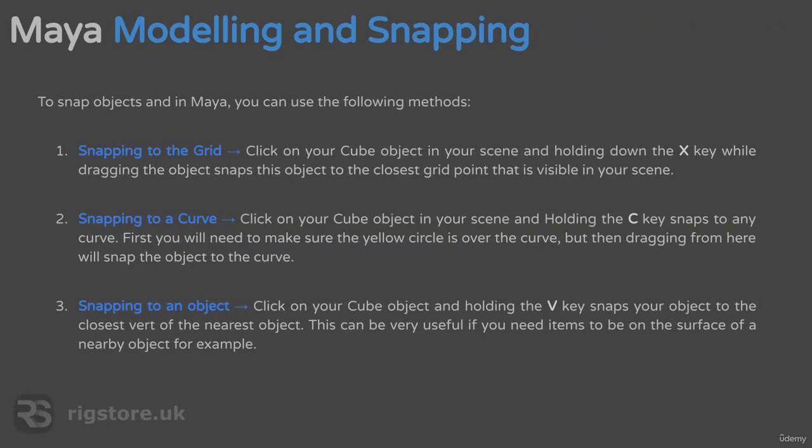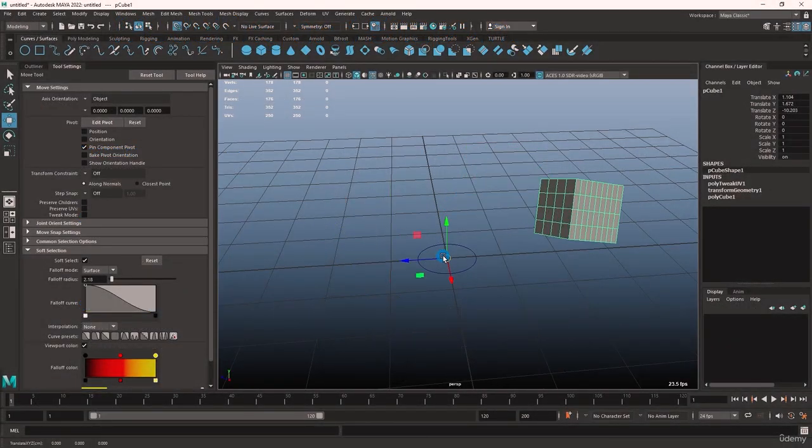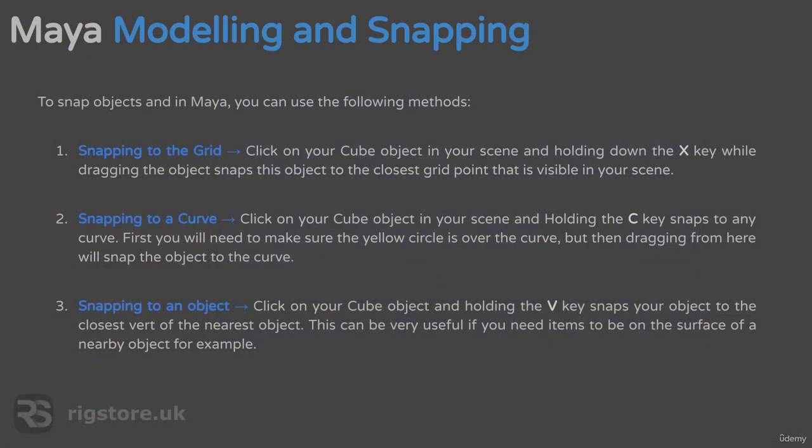Modeling and snapping. To snap objects in Maya, as we just looked at briefly, you can use the following methods. Number 1, snapping to the grid. Click on your cube object in your scene, and holding down the X key while dragging the object, snap this object to the closest grid point that is visible in your scene.